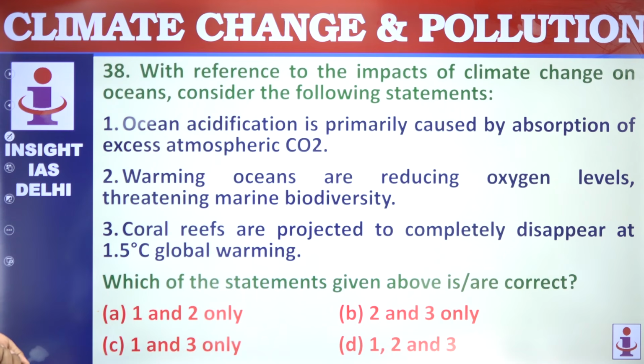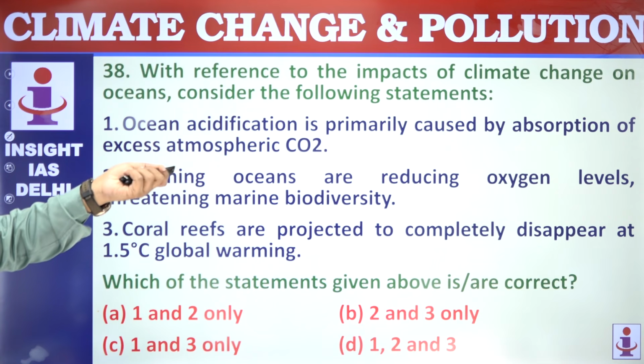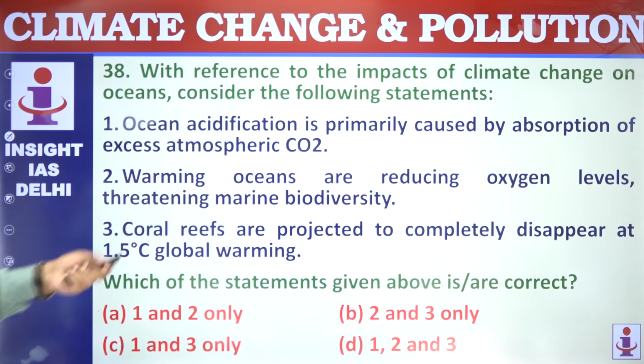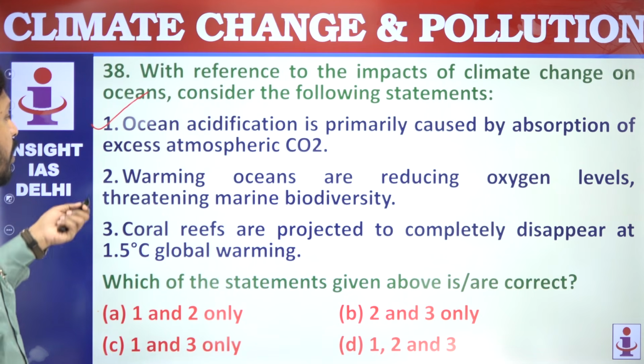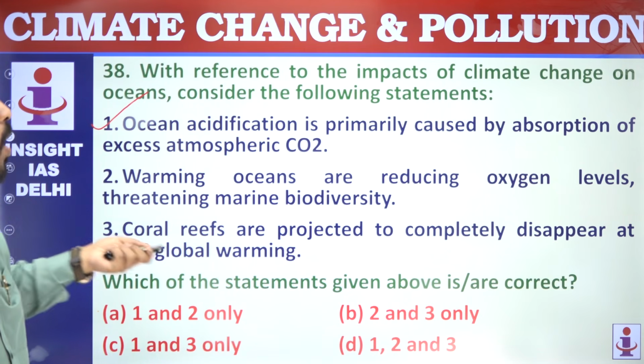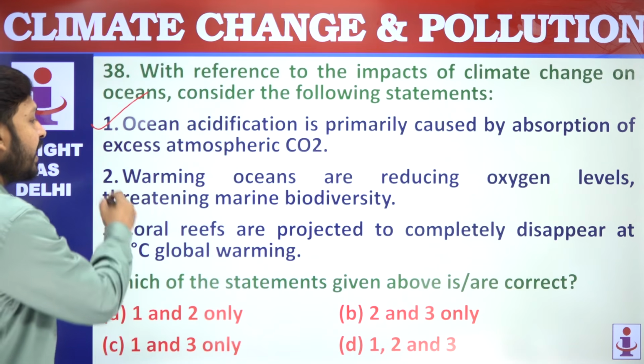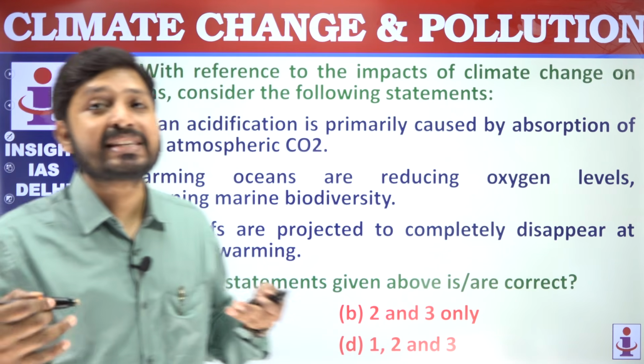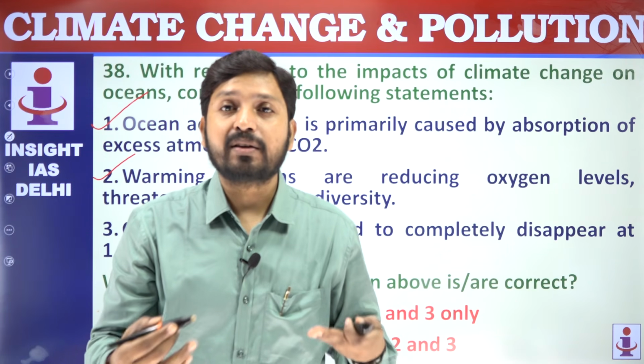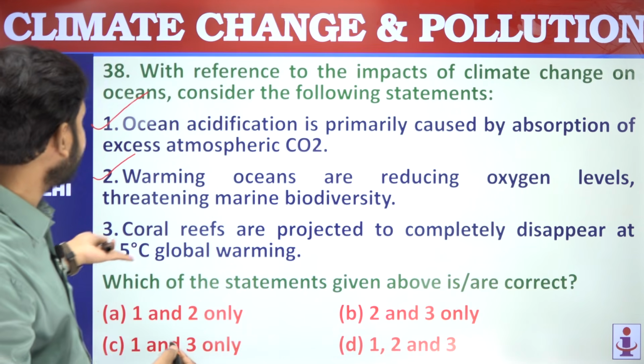With reference to the impact of climate change on oceans, consider the following statements. Let's read. Ocean acidification is primarily caused by absorption of excess atmospheric CO2. Already this statement we have seen. Warming oceans are reducing oxygen levels, threatening marine biodiversity. Warm water will have less capacity to hold oxygen. So that is what they have given in the statement.